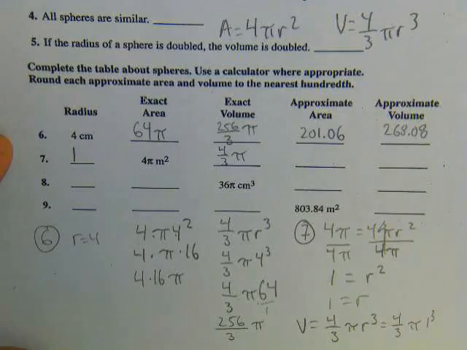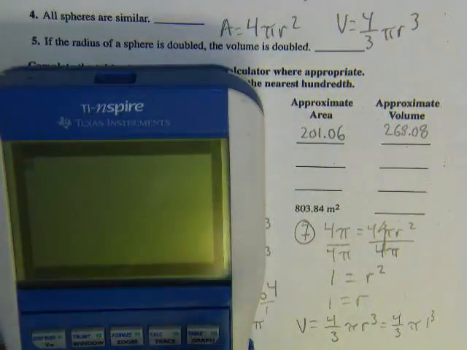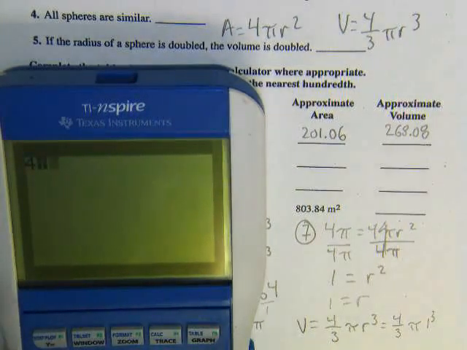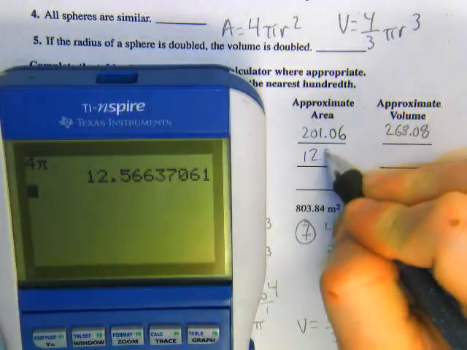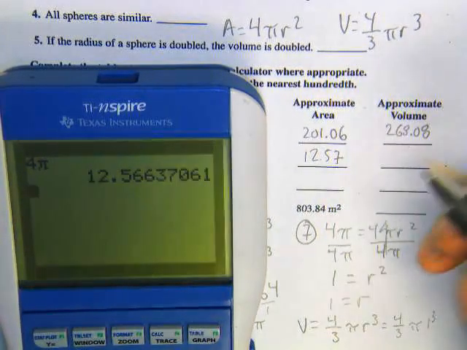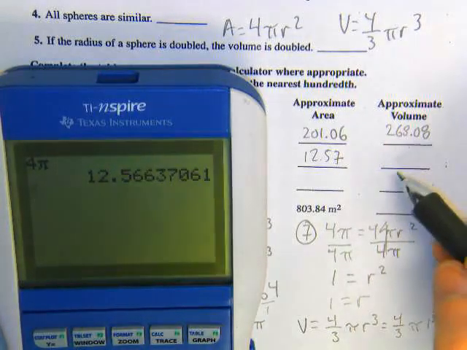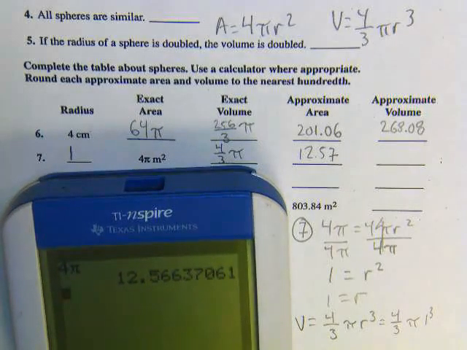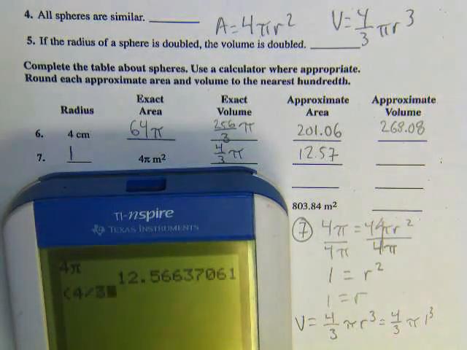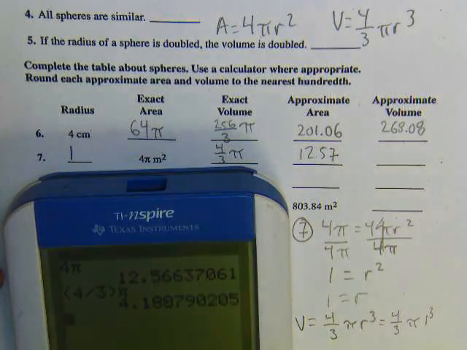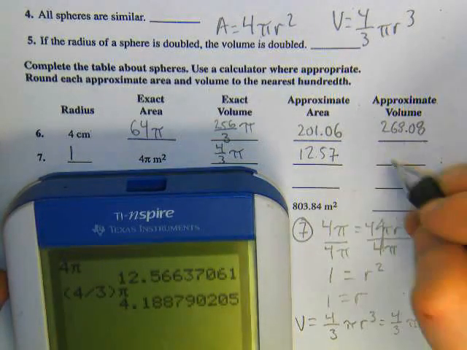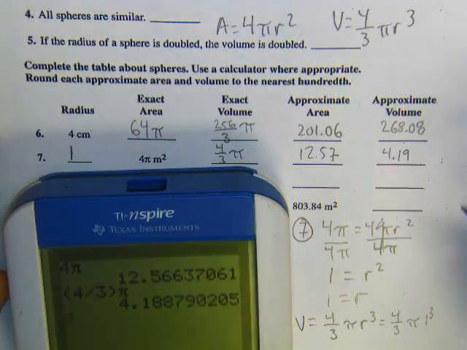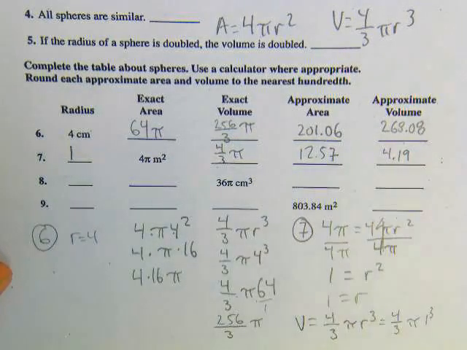Approximate area. Just take the exact area and plug it in your calculator. So 4 pi is 12.57, and approximate volume is, what do we have for volume there? I think we had 4/3 pi. So 4 divided by 3, close it, pi, 4.19. Alright, so those are those first two.